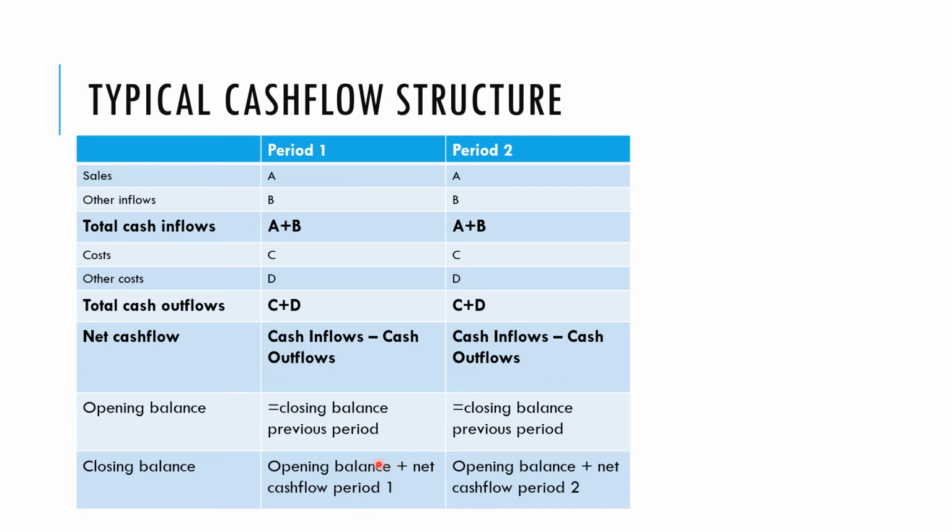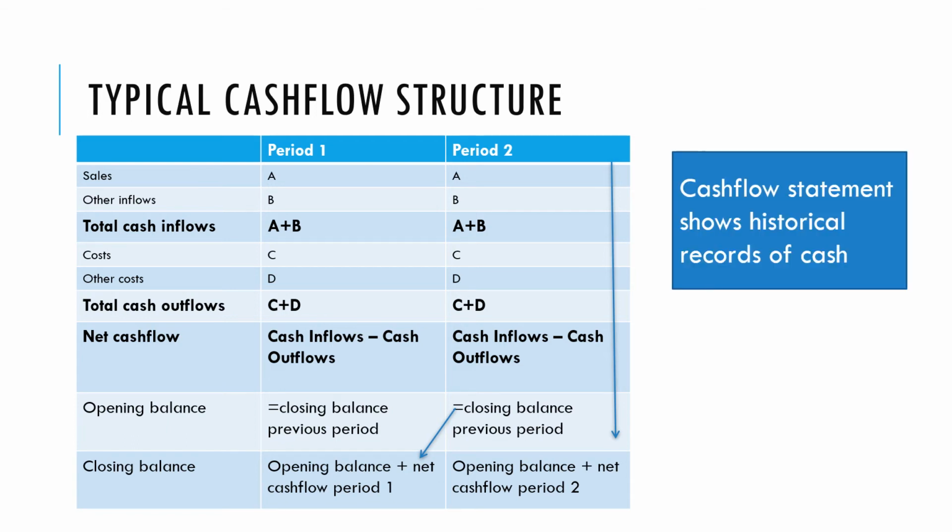Now, what you closed with at the end of the first period, let's say the end of October, well, that's going to be what you start with on the 1st of November. That will be the starting opening balance in the next period. So a cash flow works its way down, and the opening balance is whatever you finished with, the closing balance of the previous period. Let's look at a real example.